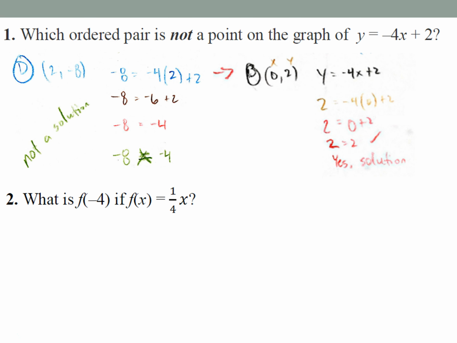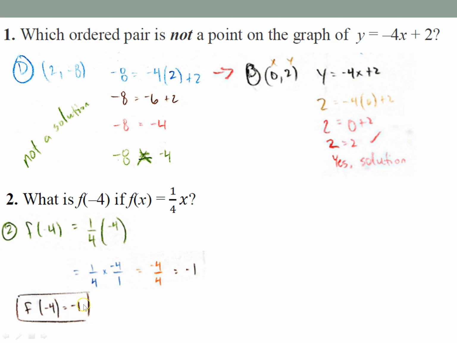What is f of negative 4 if f of x is 1/4 of x? If that's the case, then I'm multiplying and substituting in the negative 4 for x. 1/4 times negative 4 is a fraction, so I multiply straight across. I get negative 4 divided by 4, and that is just negative 1. So f of negative 4 is equal to negative 1, and this whole box is my answer. Skadoosh.